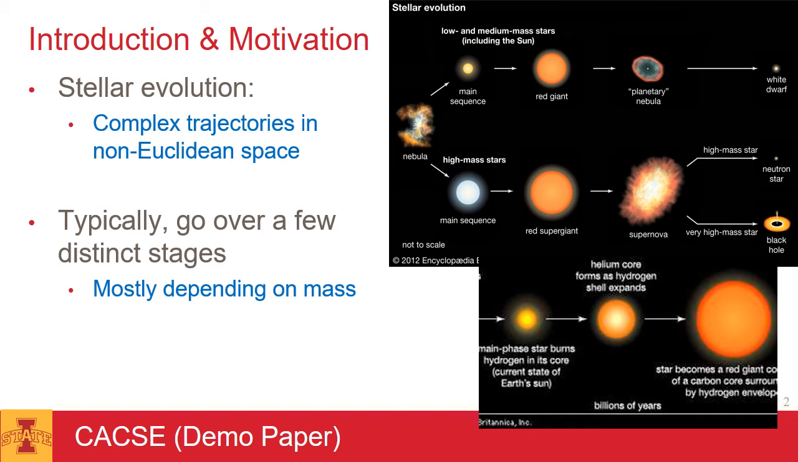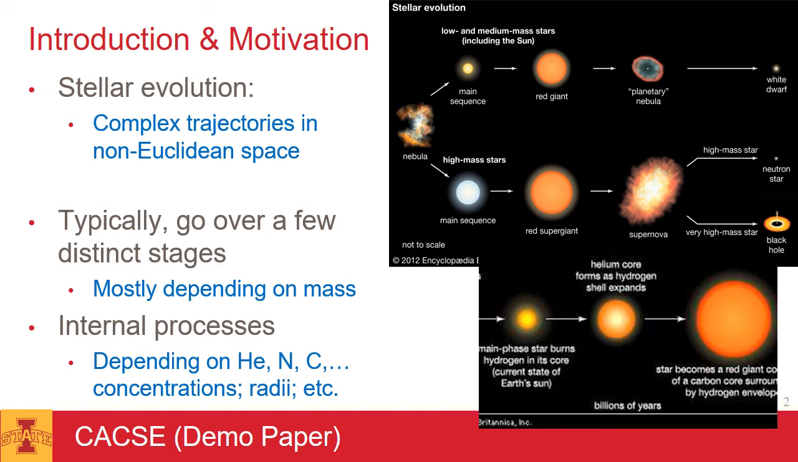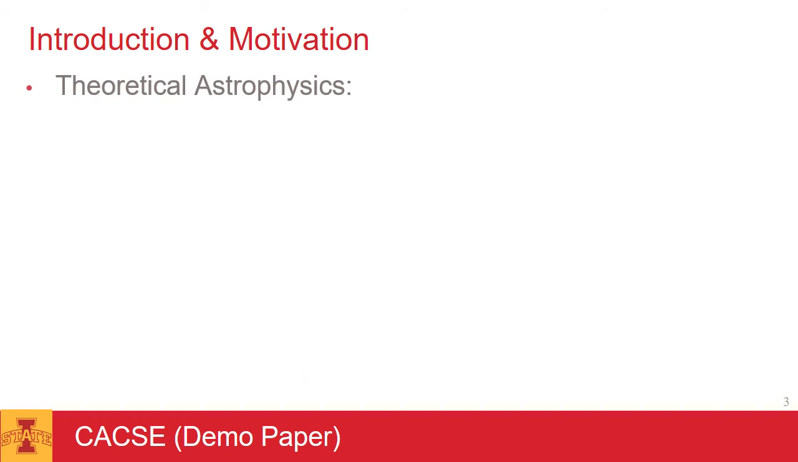The second image basically shows you the stages of the so-called main sequence, and these internal processes within the main sequence depend on helium, nitrogen, carbon concentrations, the radii, and so on, multiple parameters. So it's a very complex system that we're talking about.